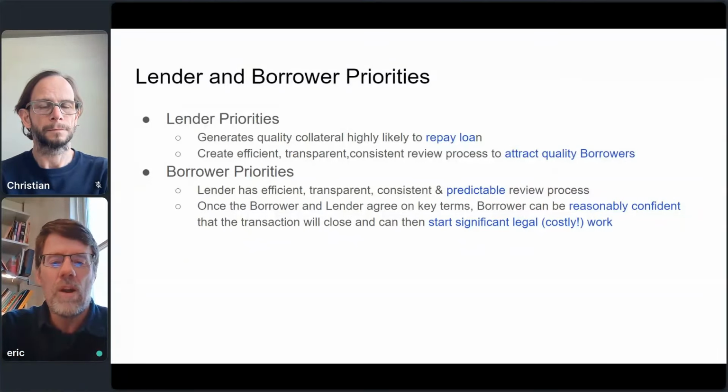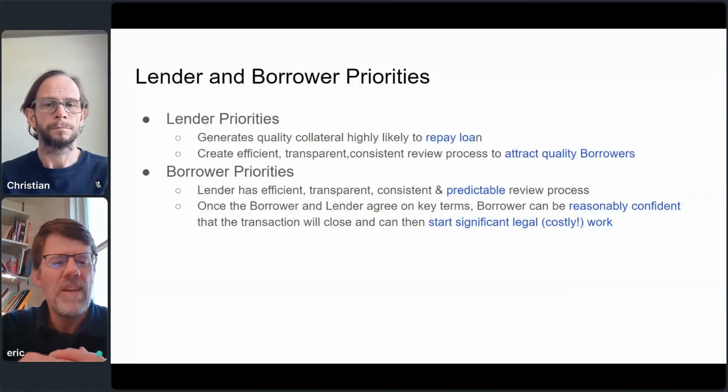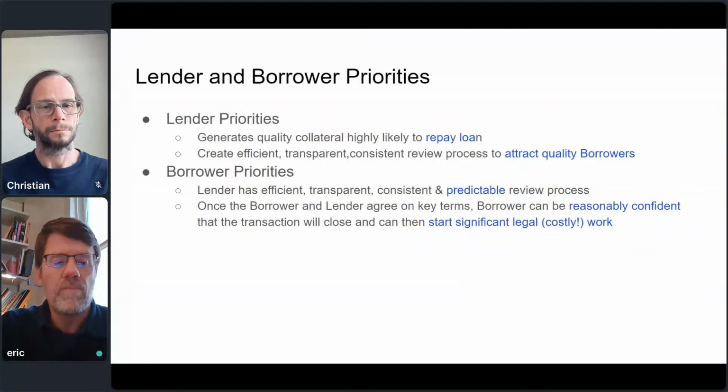Well, of course, they want a good, predictable review process. They want to engage with lenders that they think they have a good chance of doing business with. Once they come to a term sheet, the borrower wants a lender with an earned reputation that they will close on the term sheet. They close on most of their term sheets. They don't walk away in the middle of transactions unless there's a really good reason.